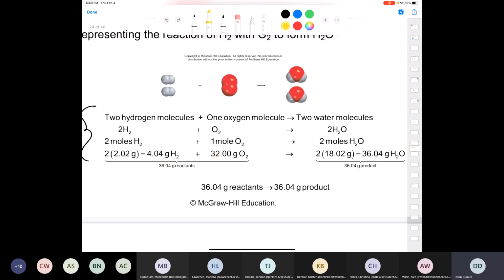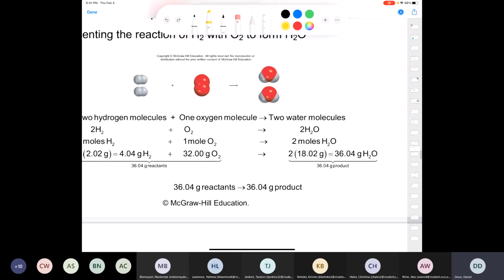And look at this beautiful, beautiful stuff over here. Remember I asked you to calculate the molar mass of water in your head earlier on? And we got it eventually. It was 18 grams per mole. So look, if I form 2 water molecules, the total is 36.04 grams of water. Look familiar? Absolutely, right?